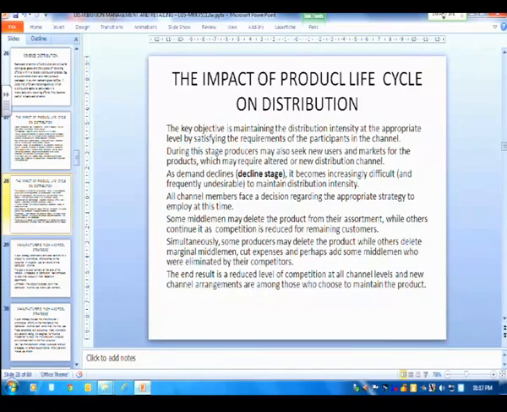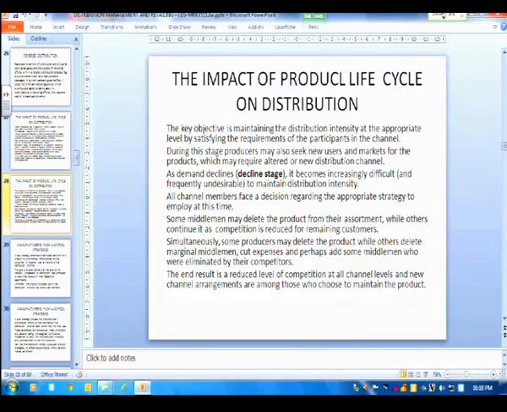The final stage is the decline stage. As the demand declines, it becomes increasingly difficult and frequently undesirable to maintain distribution intensity. All channel members face a decision regarding the appropriate strategy to employ at the same time. Some middlemen may delete the product from their assortment, while others continue it as competition is reduced for the remaining consumers.